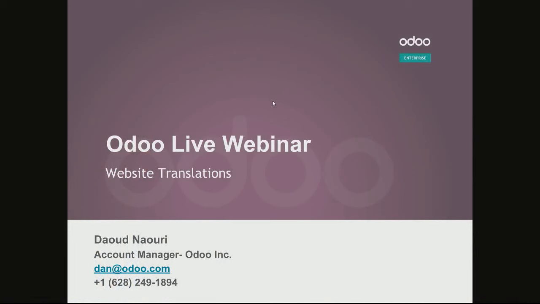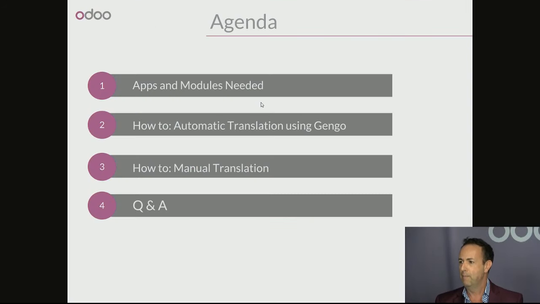Great. Again, my name is Dowd Nari. I'm one of the channel account managers here, and typically I deal with partners on our side on the indirect channel. Today's agenda, very quickly, we will talk about, obviously, like I mentioned before, website translations. We'll start with the apps and modules that are needed. And then we'll start with the automatic translation using Gengo, which is a third-party service and application that we've integrated with from the back end. And then I'll walk through the manual translation. And then we'll finish off with a Q&A, and it should be a fairly quick webinar.